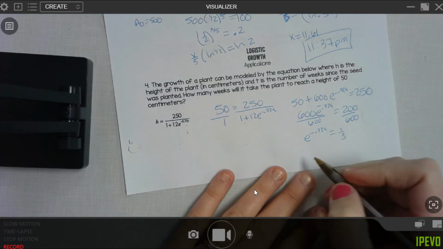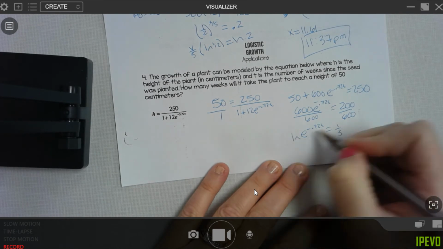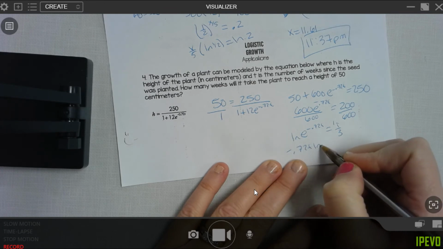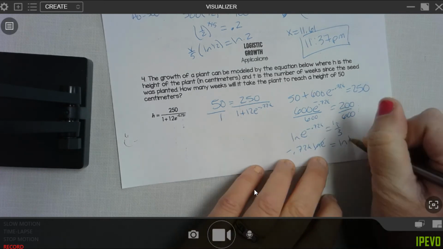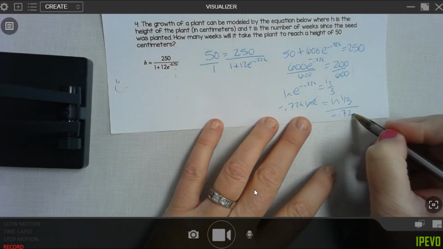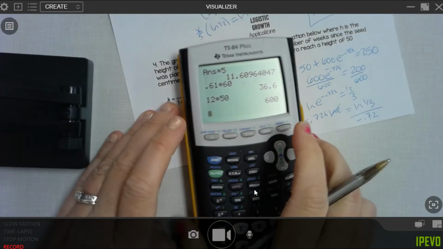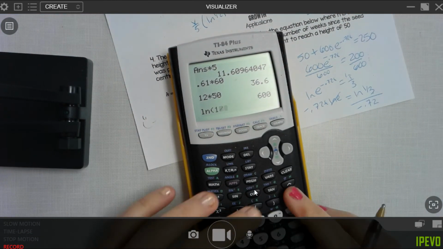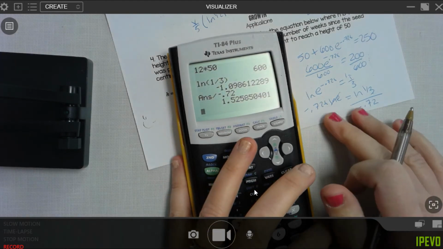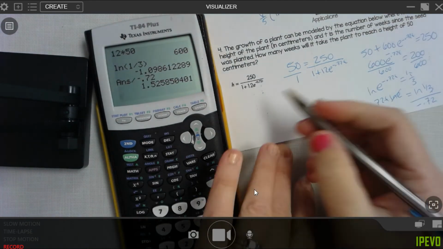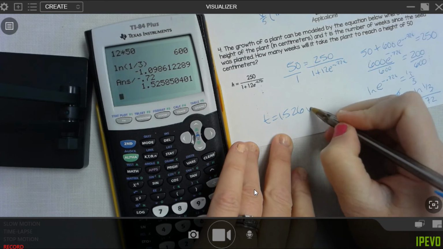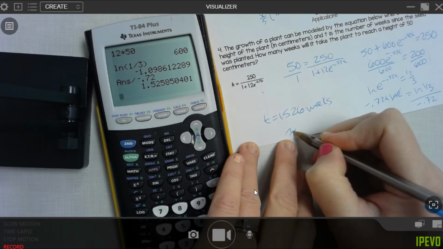And then I'm going to natural log both sides. Bring that out in front. Natural log of e is just going to be 1. So I'm going to have natural log of 1/3 divided by negative 0.72. So let's see what that looks like in the calculator. So natural log of 1/3 divided by negative 0.72. So then my time is 1.526. So that's weeks. So we'd say about 2 weeks.